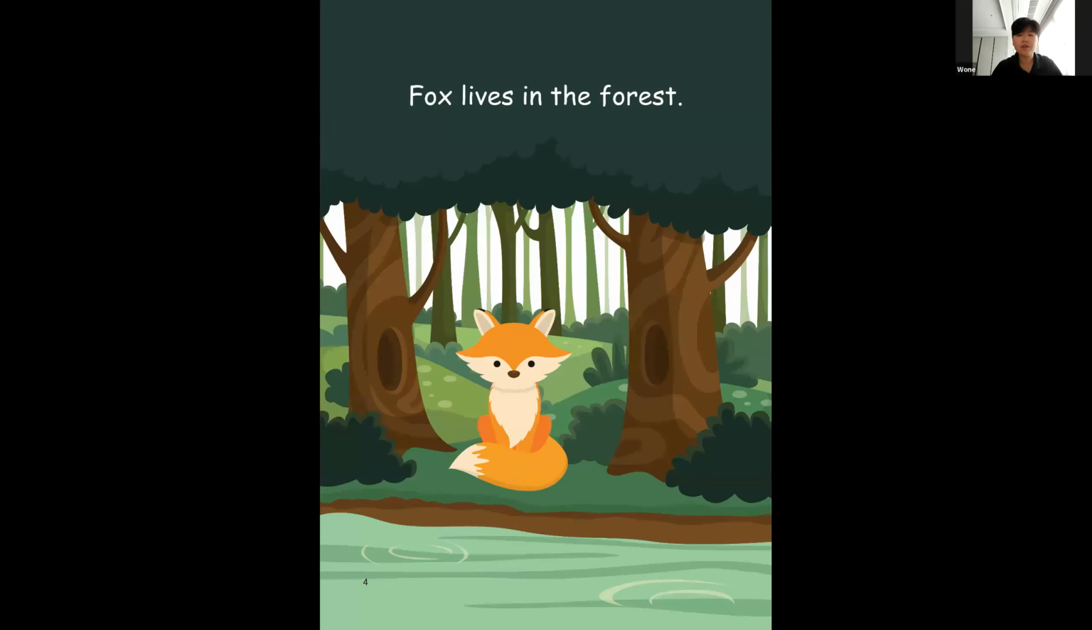Fox lives in the forest. Which animal lives in the forest? Where is the fox's habitat? What other animal lives in the forest?